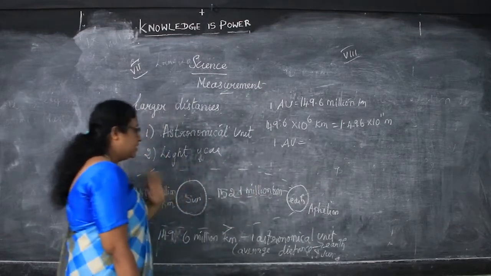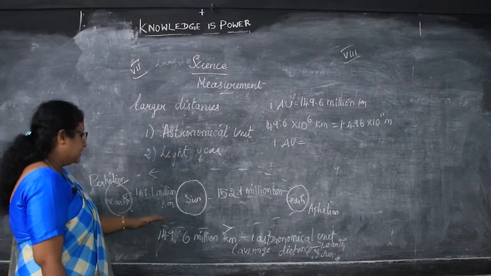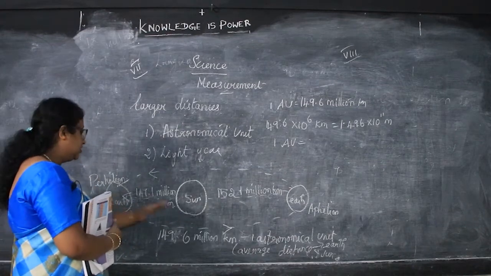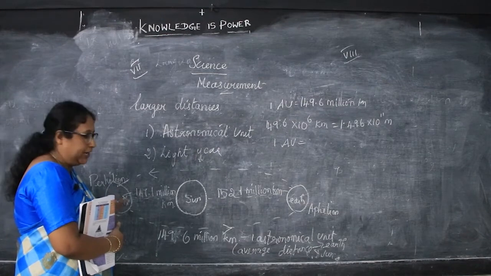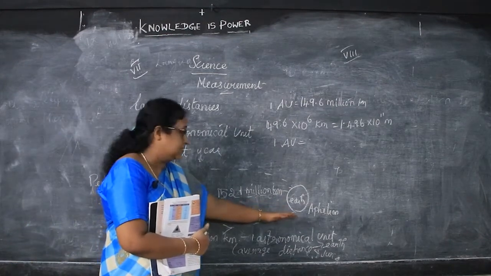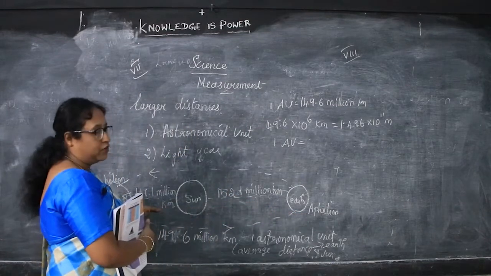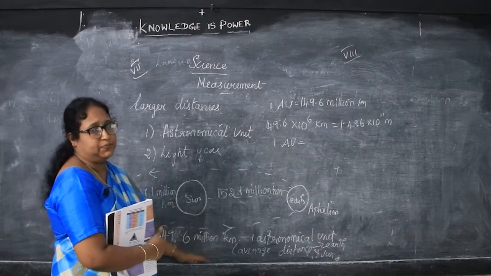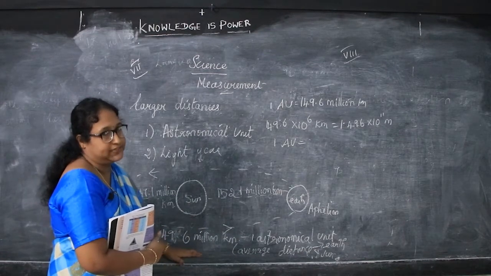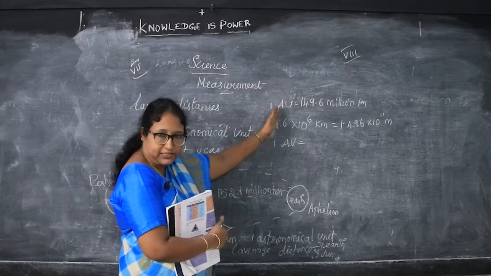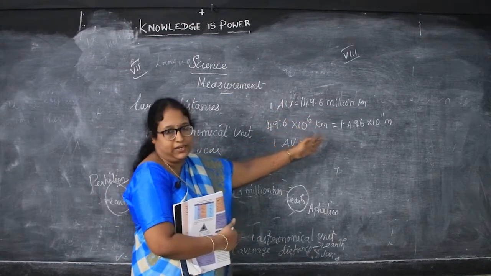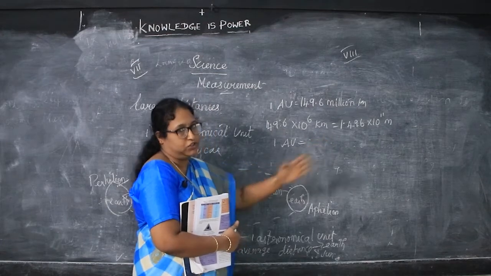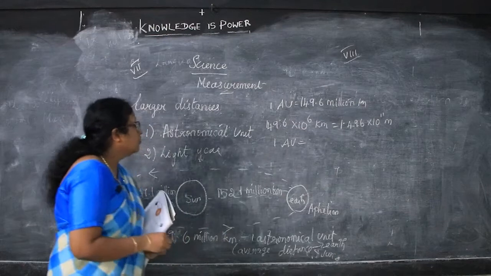Next we are going to see about the light year. First we saw the astronomical unit. Once again: the shortest distance between the sun and the earth is called the perihelion, and the largest distance is called the aphelion. For the perihelion it is 147.1 and for the aphelion 152.1 million kilometers. The average distance is 149.6 million kilometers, which is 1 AU, that is, astronomical unit, shortly called AU. So 149.6 into 10 to the power of 6 kilometers is 1.496 into 10 to the power of 11 meters. Now next we are going to go to the light year.